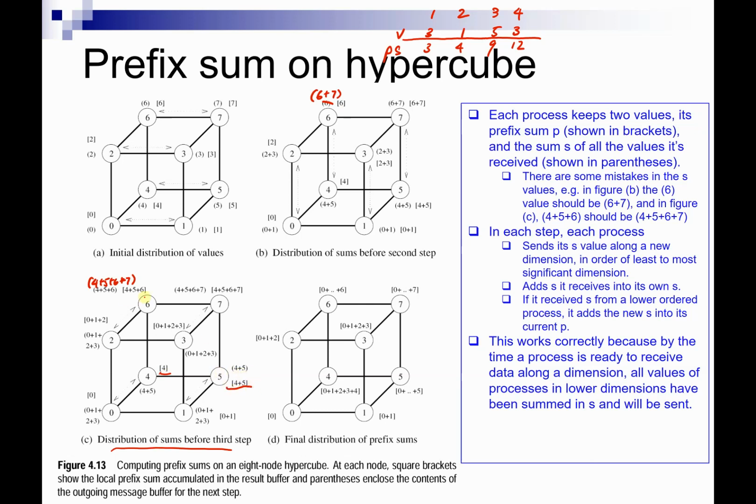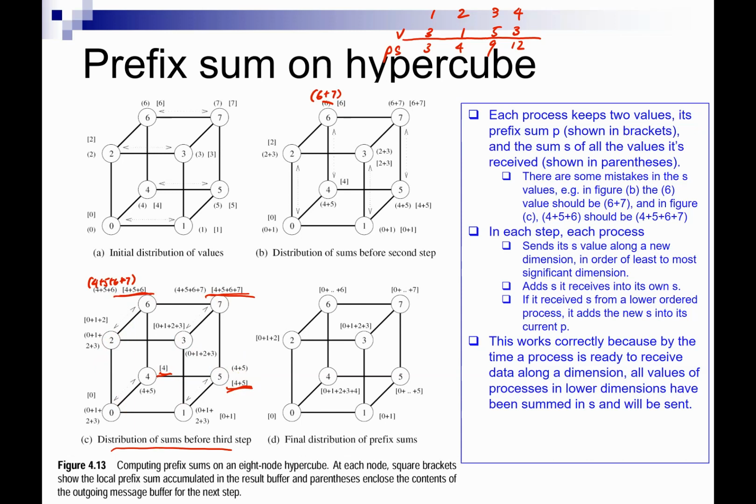5 has 2 of these values, 6 has 3 values, and then 7 has 4 of these values. Now you notice that the only values missing from the prefix sums of these 4 processes, from 4, 5, 6, 7, are the sums from 0, 1, 2, 3. Because if you add the values from 0, 1, 2, 3 to these prefix sums, then these become the correct values.